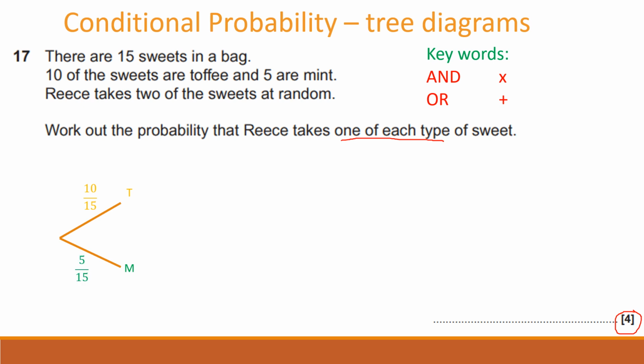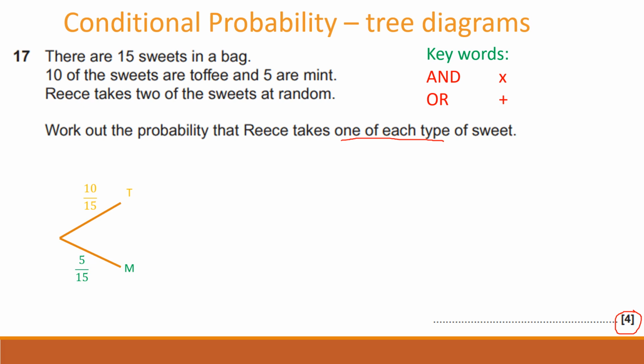Which means mint, there are 5 of them, and then we have got 15 in total. So those probabilities are fairly straightforward. Now the next probabilities become slightly more difficult. So I've had my bag of sweets, I'm going to take out a toffee.